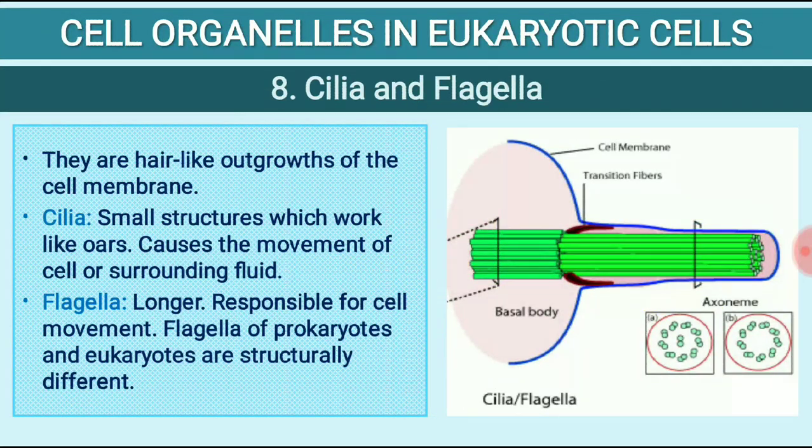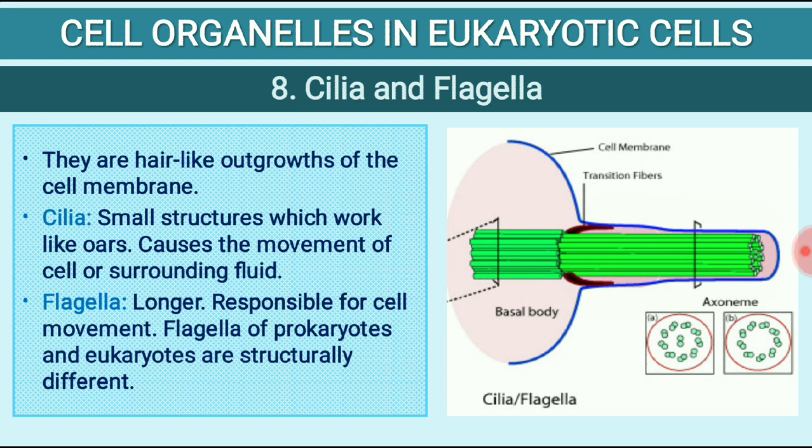8.5.8 Cilia and Flagella. Cilia (singular, cilium) and flagella (singular, flagellum) are hair-like outgrowths of the cell membrane. Cilia are small structures which work like oars, causing the movement of either the cell or the surrounding fluid. Flagella are comparatively longer and responsible for cell movement. The prokaryotic bacteria also possess flagella, but these are structurally different from that of the eukaryotic flagella.